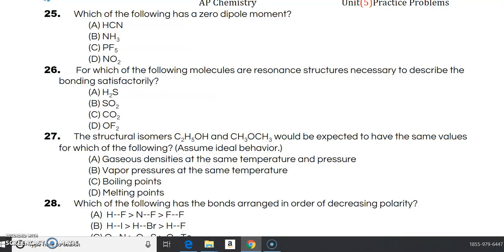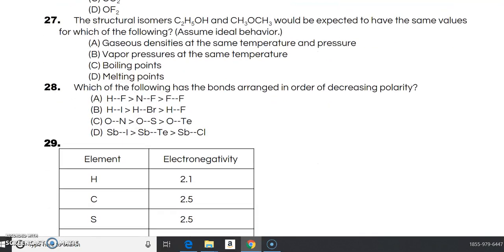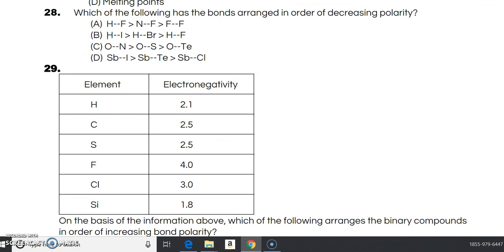All right. Number 28. Which of the following bonds are arranged in order of decreasing polarity? Sorry, I was looking at 28 and 29. So we're looking for decreasing polarity, from the most polar to the least polar. As in previous questions, you're going to be looking at who's the strongest first. Something that has fluorine, because it has the highest electronegativity, is going to be the strongest. If you notice, A has hydrofluoric acid. That would be the most polar.